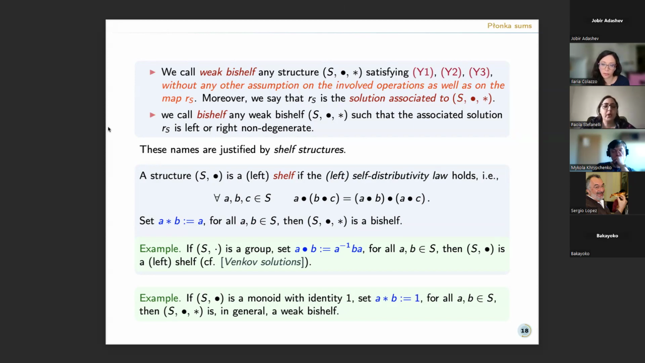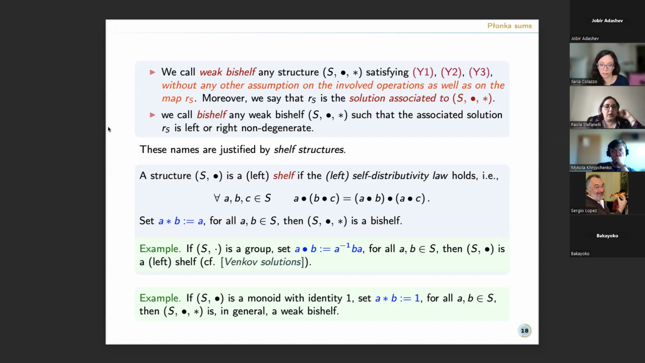Another example: if we have a monoid (S, ·) with identity 1, and we set a ∗ b equal to 1 for all a, b in S, we obtain a structure of weak bi-shelf. This is only a weak bi-shelf if, in particular, the monoid is a group. Of course, we obtain a structure of bi-shelf.